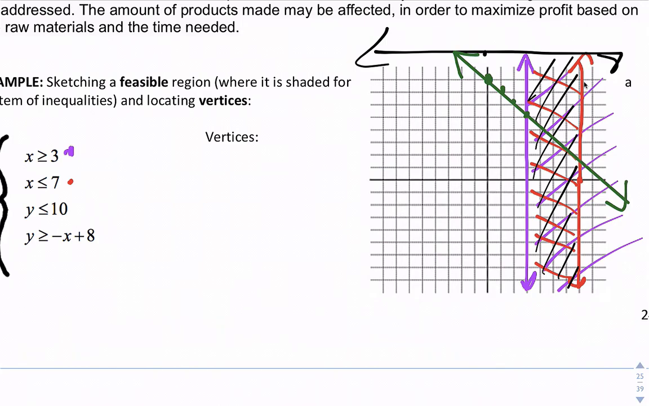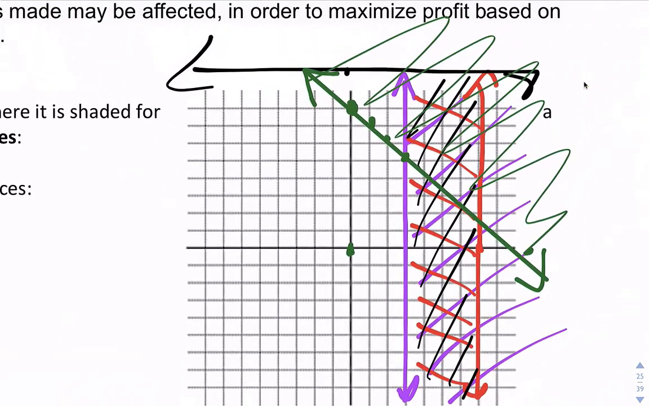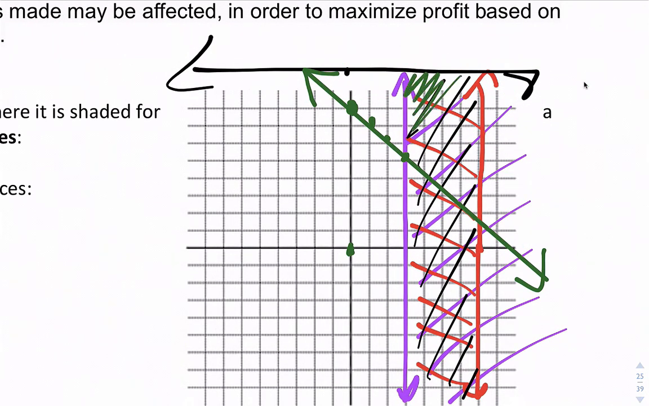And let's pick the point (0, 0) to plug in. Is 0 greater than or equal to negative 0, which is 0, plus 8? Is 0 bigger than 8? That's false. So here's (0, 0). We're going to shade on the other side of the line, so everywhere up here. But again, we're only going to shade where it's already triple shaded, and we're going to quadruple shade.